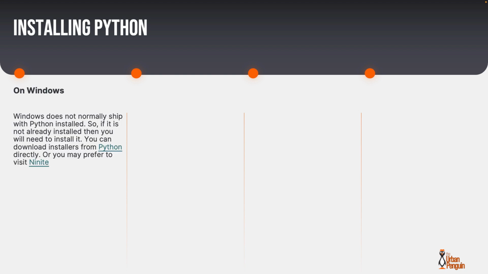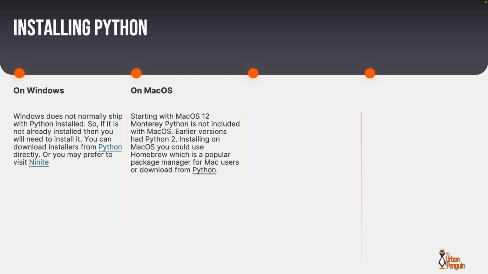When we look at installing Python, Windows doesn't normally ship with Python installed, so we could install it from Python.org or from Ninite, and we'll look at both options. You'll also see that from the Microsoft Store, it is possible to get Python, but it will be an earlier version of Python, which we don't really want.